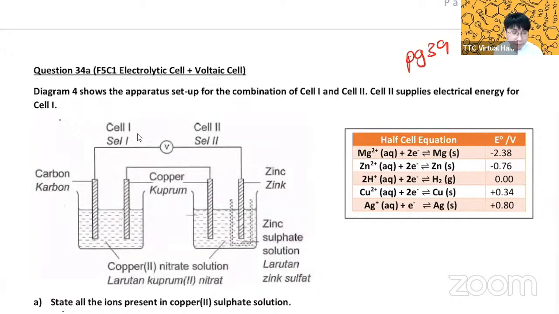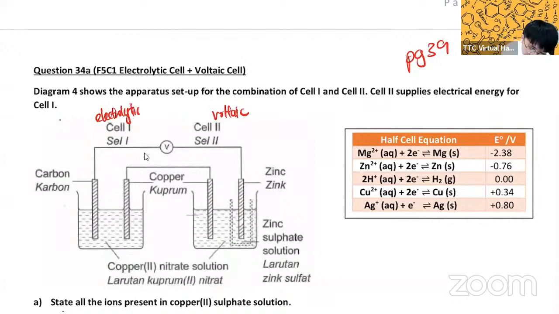And how do I know about this? In this case, you have cell 1 and cell 2. Of course, first thing to find out is your type of cell. Who is electrolytic? Who is voltaic? If you check carefully, they actually give you a hint: cell 2 supplies electrical energy for cell 1. Think about it. Cell 2 supplies electrical energy. What cell supplies you electricity? Voltaic. Very good. So cell 2 should be voltaic. And cell 1 needs electrical energy to do a chemical reaction. So what cell needs a battery? Electrolytic. So cell 1 should be electrolytic.